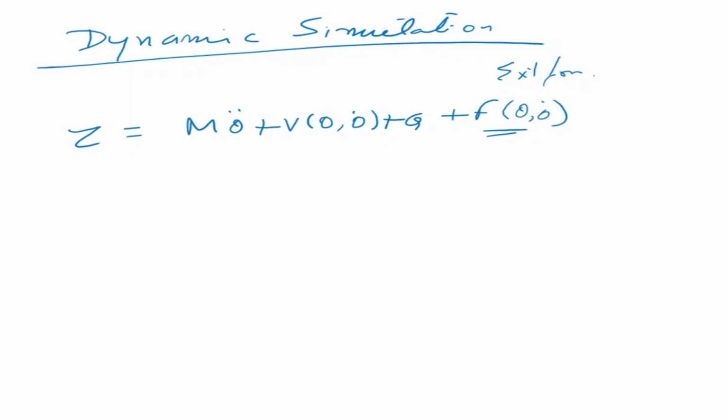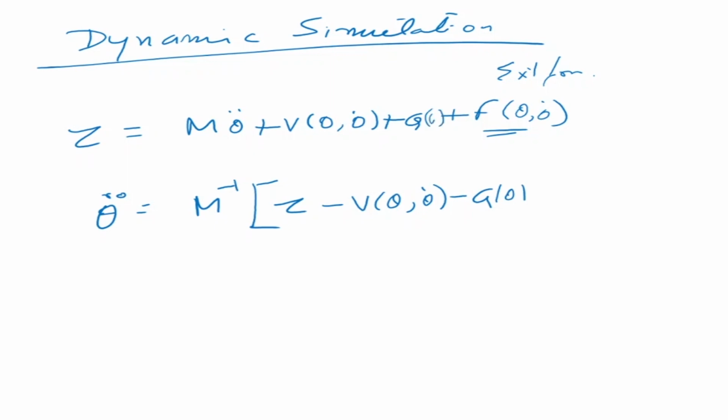Now if you write it this way, then for simulating it, you need to find the position and velocity at every instant. So what you need to do is find the acceleration from here, and this is going to become equal to tau minus v theta theta dot minus g theta minus f of theta theta dot. This is external force, friction, whatever you want to put, you can put it in there.